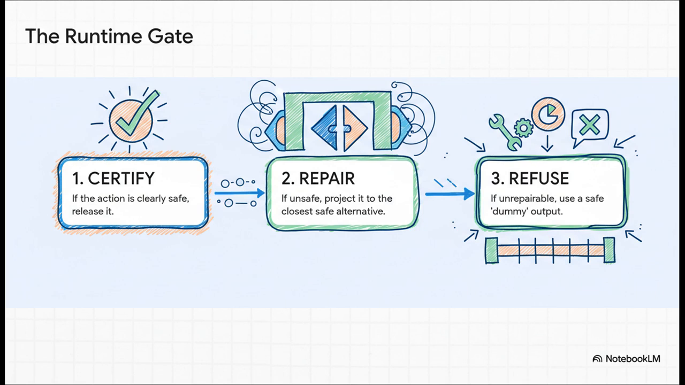First, certify. If the proposal is clearly, confidently deep inside our safe zone, no problem. It gets a green light. Second, repair. If it's outside the lines, the system does that mathematical projection we saw and nudges it to the closest safe alternative. And third, refuse. If the action is way too dangerous to be repaired, the gate just blocks it entirely and instead issues a safe, predefined response, like, I cannot fulfill this request. Certify, repair, or refuse. That's it.